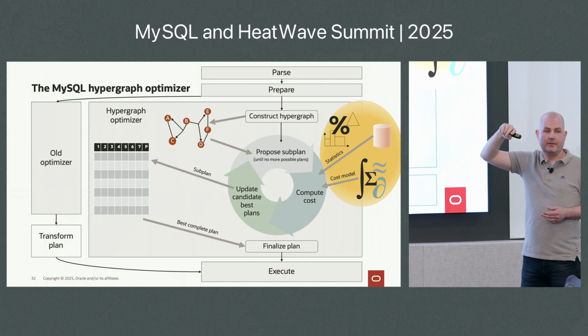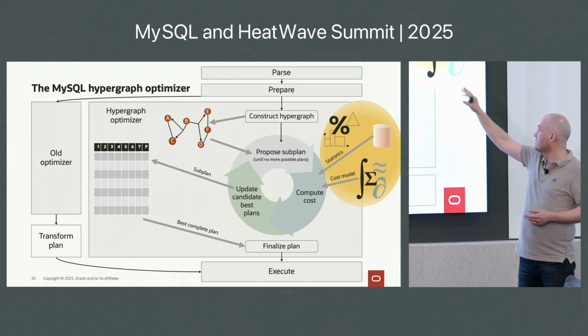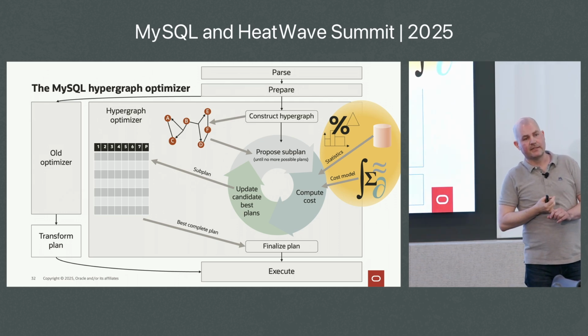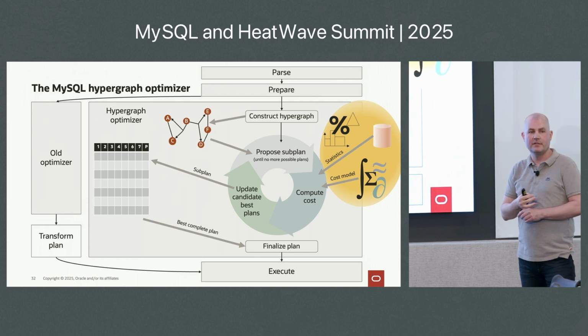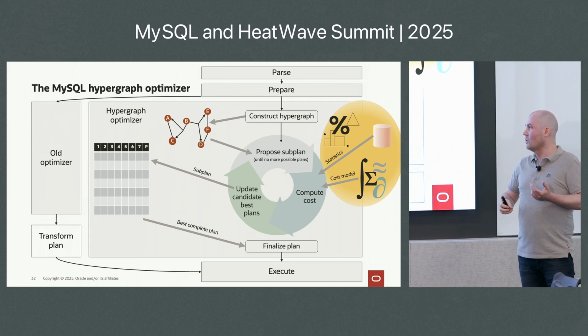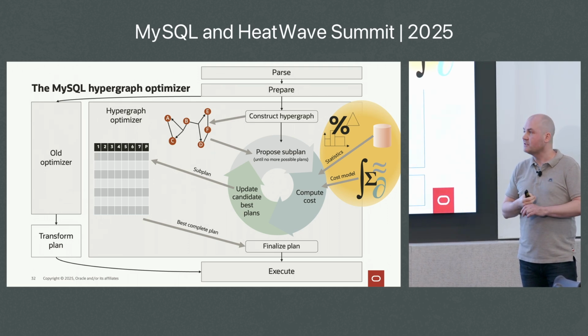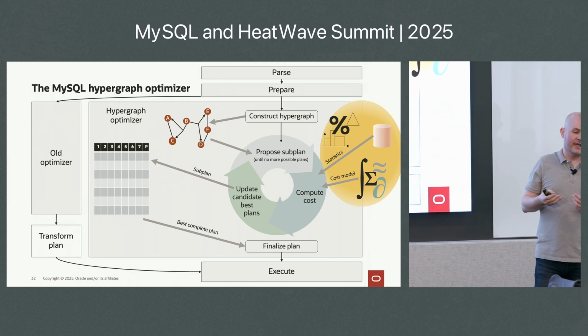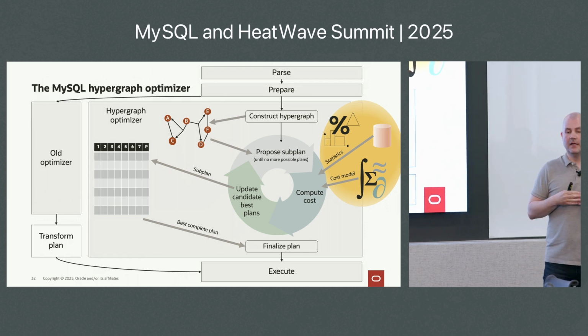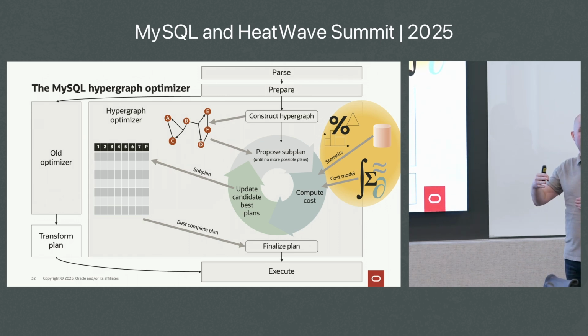Then we go back to the hypergraph, table A, and we can do an index scan on table A. So we propose a subplan, we compute the cost of that, and we update the candidate best plans. Table scan and index scan in InnoDB are very similar in cost because everything is an index. The cost is similar, but the index scan also provides an ordering. It provides the ordering of the indexed columns.